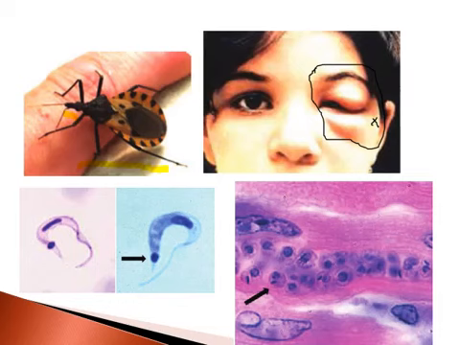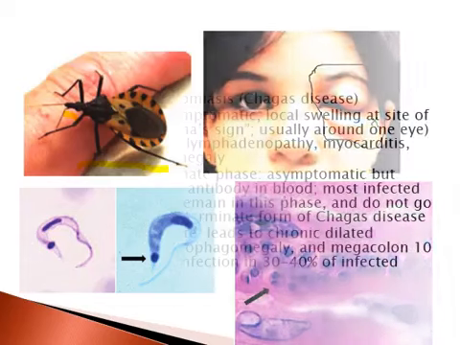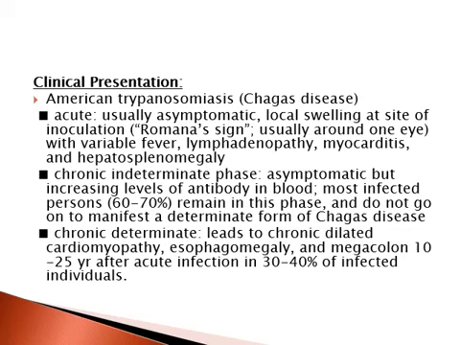Then we must have also a close picture of the cardiac muscle, and we see the amastigotes of Trypanosoma cruzi replicating inside a cardiac muscle cell. Clinical presentation of American trypanosomiasis are acute, chronic indeterminate, and chronic determinate, or final stage of the disease.